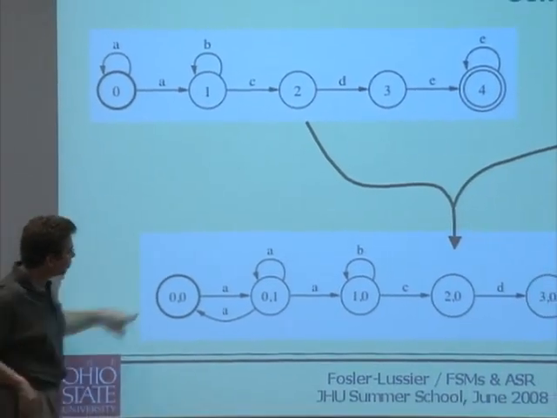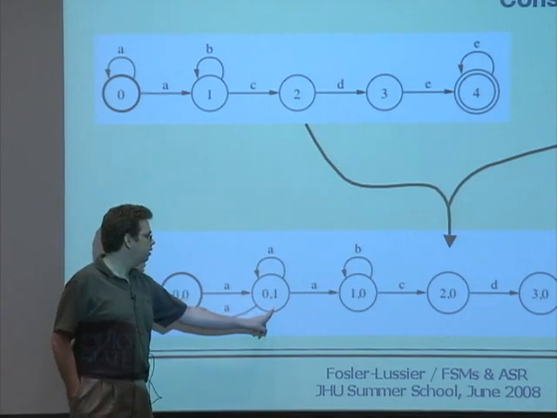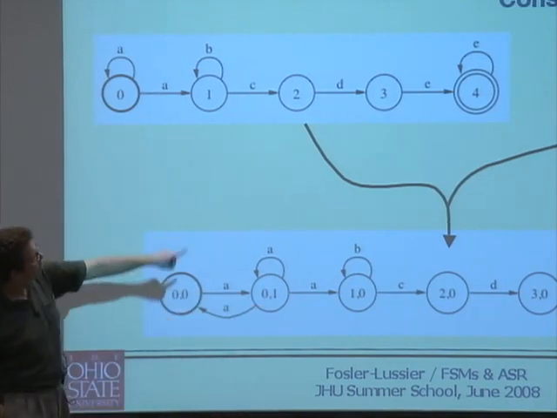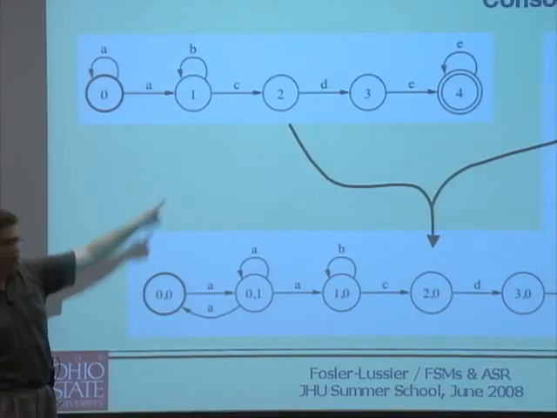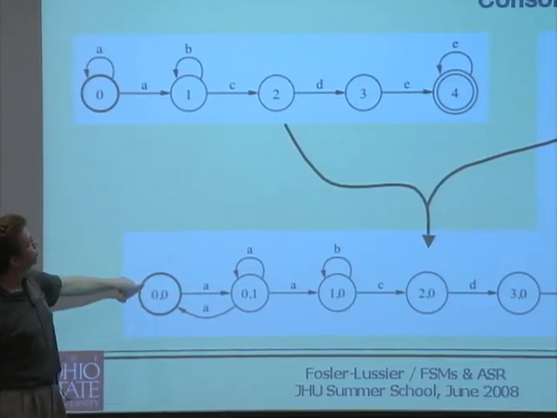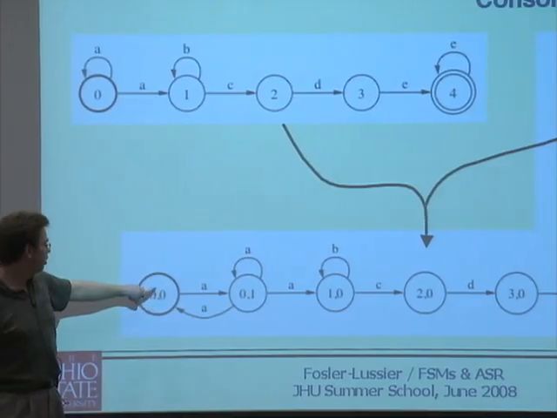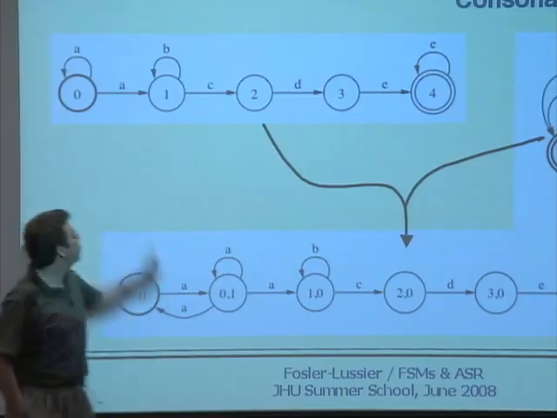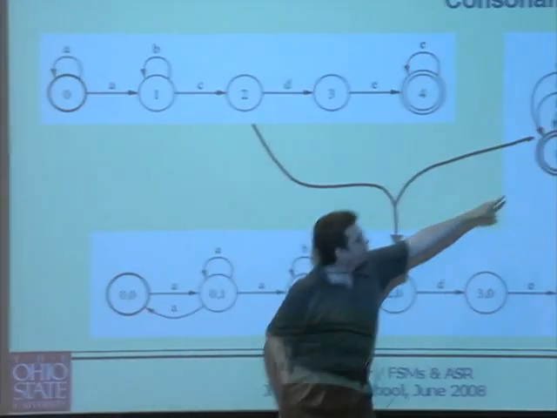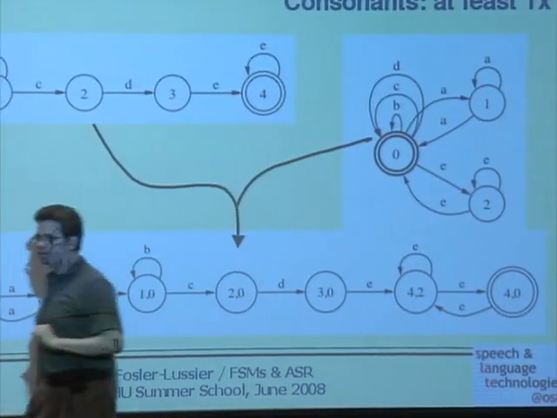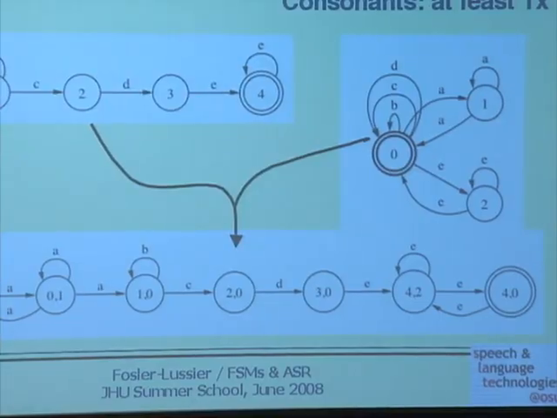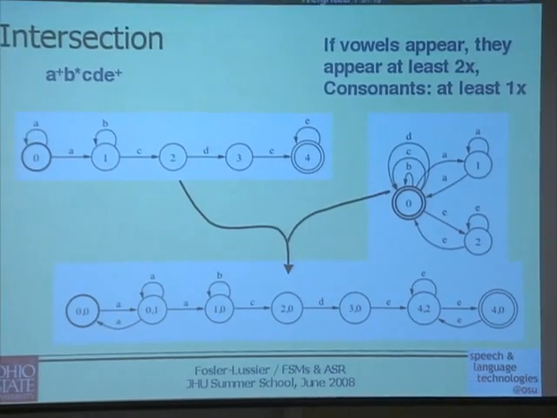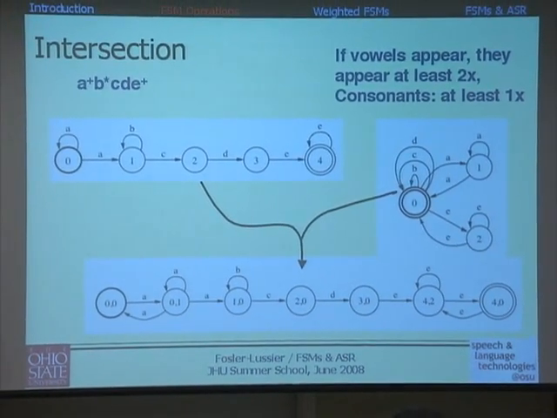Okay, from 0, 1, I can see an A and remain in 0, 1, or go back to 0, 0, or go on to 1, 0, so you'd be in state 1 and state 0 over here. That makes sense? Okay, and you can follow that logic through and do all the paths, and that's what you end up with. Everybody happy with that?